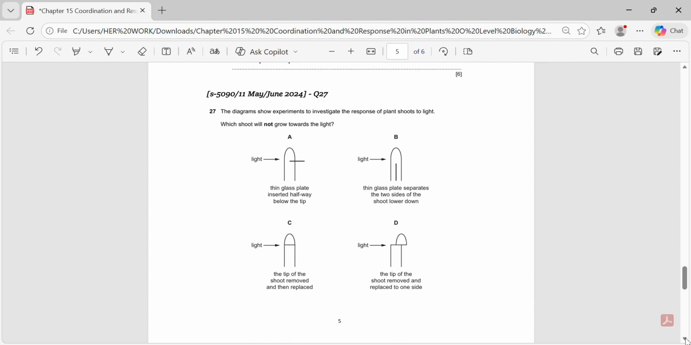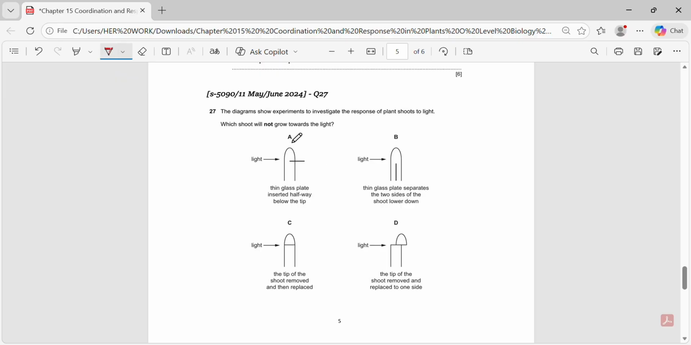Next, the diagrams show experiments to investigate the response of plant shoots to light. Which shoot will not grow towards the light? Option A shows light shining on the shoot, with a thin glass plate inserted halfway below the tip. Option B shows light shining, and a thin glass plate separating the two sides of the shoot lower down. Option C shows light shining, where the tip of the shoot is removed and then replaced.